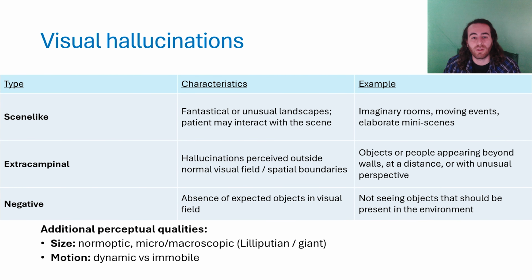There can also be scene-like visual hallucinations, where a person sees fantastical or unreal scenes play out in front of him, or he himself may even participate in these scenes. A person may also be hallucinating things that are beyond his field of vision. We call this extracampine hallucinations. In this case, a person may be seeing objects or people behind him or beyond walls. With negative hallucinations, things in the field of view are not perceived. And additionally, hallucinations can differ in size and be huge or tiny, and they can be dynamic or static.